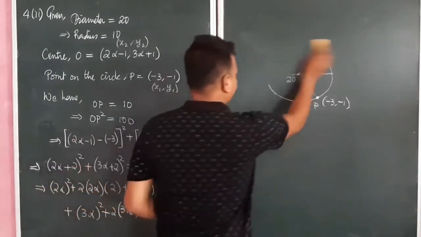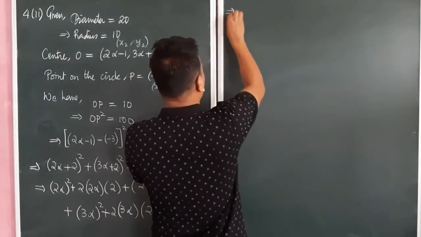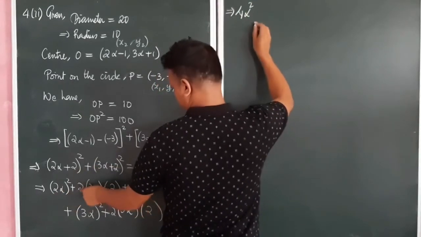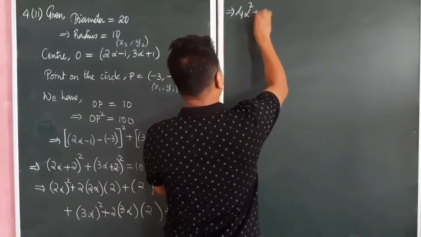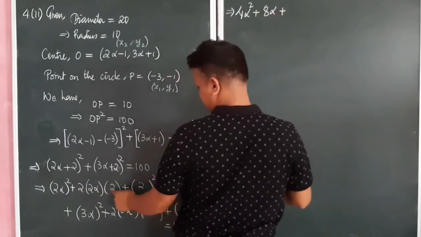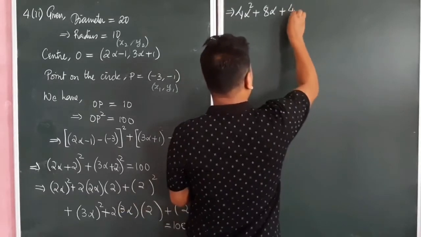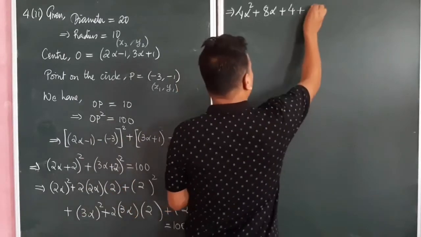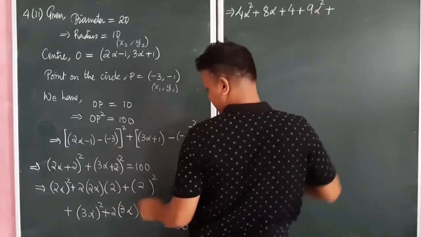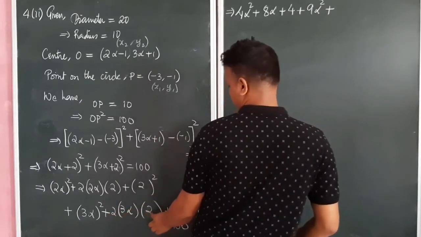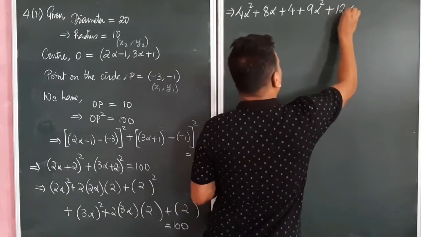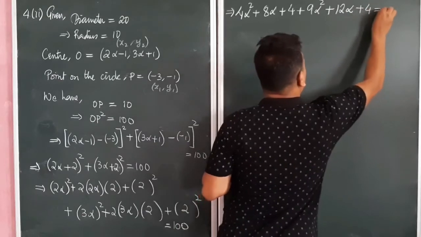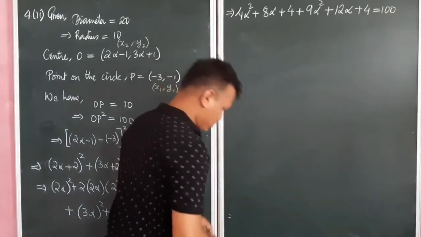So 2 alpha whole square is 4 alpha square, plus 2 into 2 into 2 is 8, so plus 8 alpha, plus 2 square, that is 4, right? So plus again 3 alpha whole square is 9 alpha square, plus 2 into 3 is 6, 6 into 2 is 12, so 12 alpha, plus 2 square, 2 square is again 4. So plus 4 is equal to 100. All right, let us quickly simplify this further.